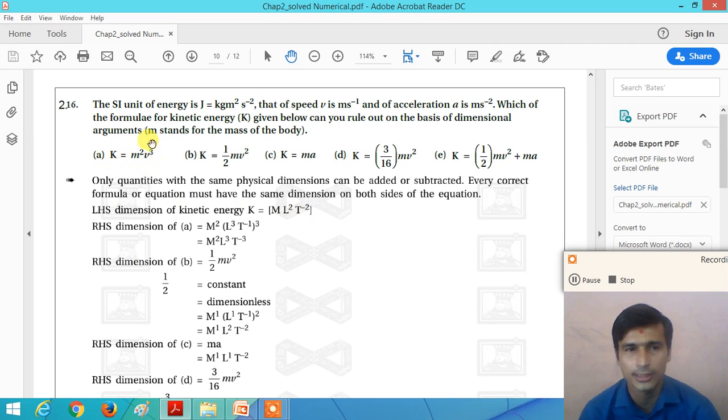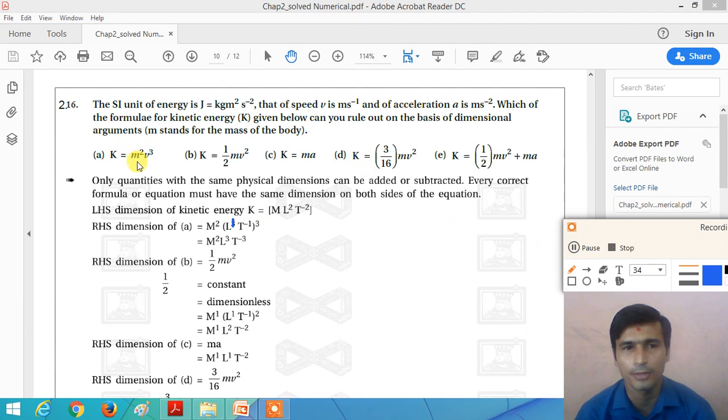Now what is the dimensional formula of m square into v cube? The dimensional formula of the right hand side of the first equation, m square v cube, is m squared, that means mass squared, so we get M^2. And the dimensional formula of velocity, L^1 T^-1, raised to power 3.